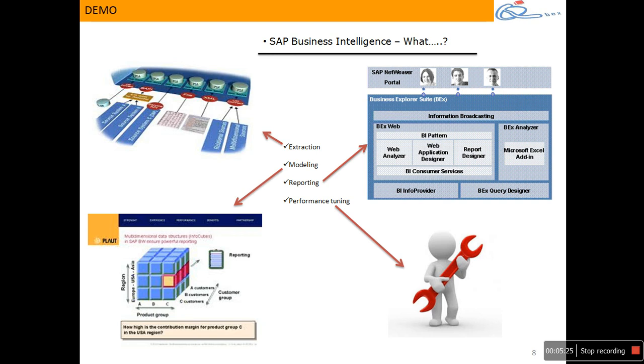Okay. And then performance tuning. Let's say you extract data from different sources into BW. Let's say it is slow. How do we speed it up? Let's say you're running a huge query with huge data. It is running slow. How do we improve the performance of the query? So as part of performance tuning, we would touch on that point.